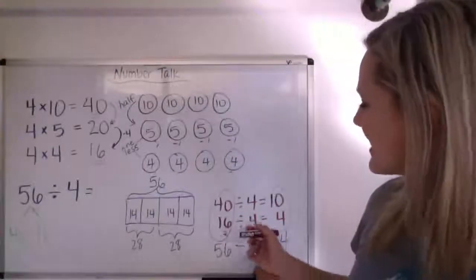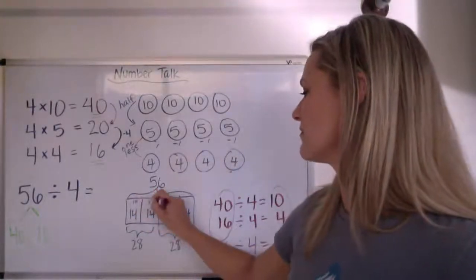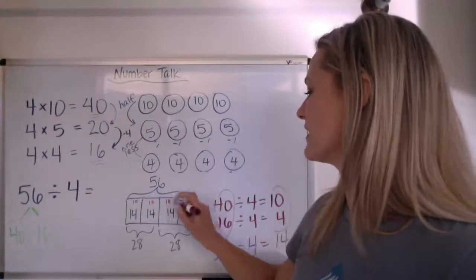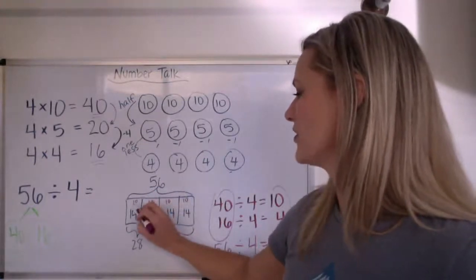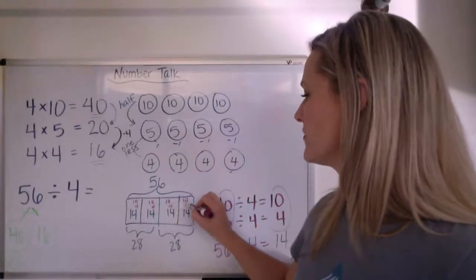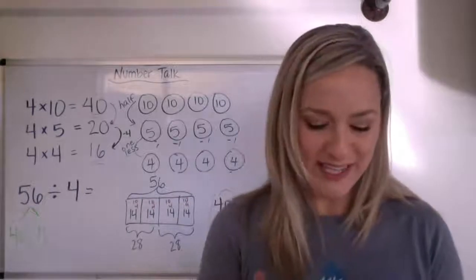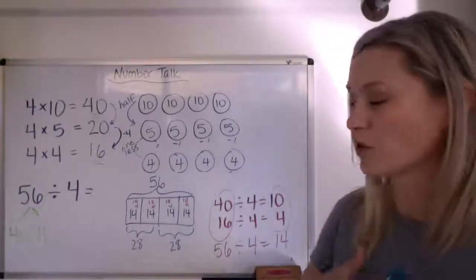It's kind of like if we would have started by just putting 10s in first, 10, 20, 30, 40, and then putting 4s in after. 44, 48, 52, 56. Right? So it's all about playing around with your numbers to see what your best strategy is.